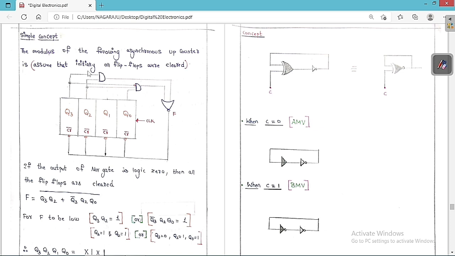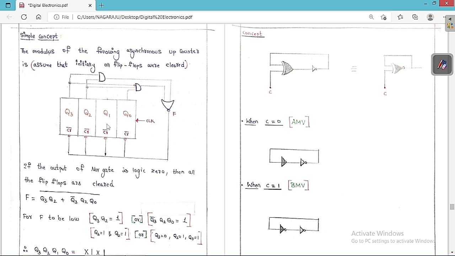You can see clearly this is the asynchronous up counter. Asynchronous means the output of one flip-flop is triggering the other flip-flop. Otherwise, if all the flip-flops are excited by the same clock and all are being excited at the same instant, then it is called a synchronous counter. So asynchronous means the output of one flip-flop is given as a clock to the other flip-flop; otherwise, if you give the same clock to all the flip-flops, triggering each one at the same time, it is a synchronous counter. So we have to find the modulus of this asynchronous up counter, assuming initially all the flip-flops were clear.